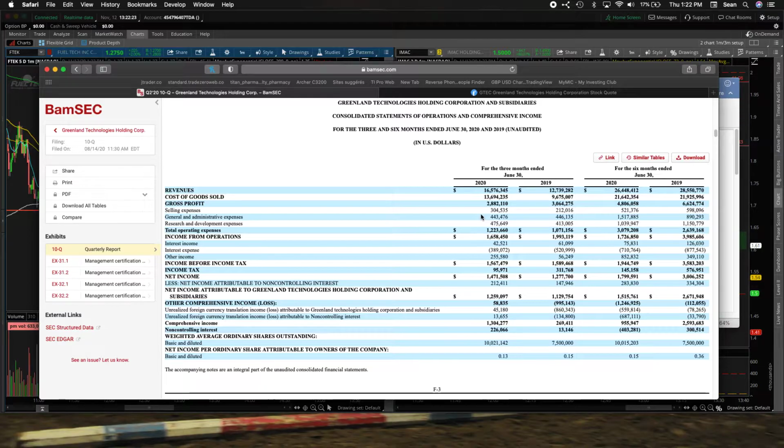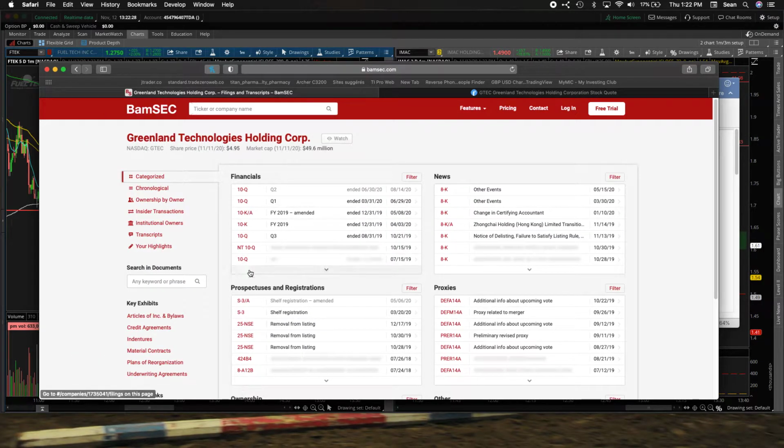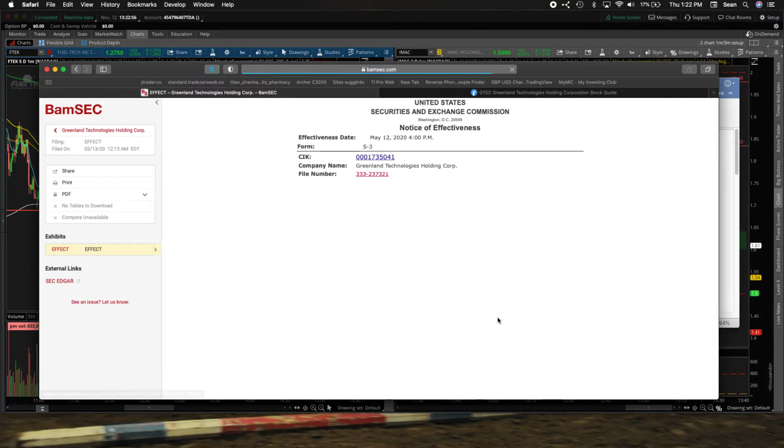Let's go see if they have any warrants or an ATM on. How I do that, we come back here. We have an S3 shelf registration amended. What does amended mean? I want to see something in effect. The S3 is just the company sending forms saying, we have shares to dilute, can we have permission to dilute them? Then they respond with a 424 with a notice of effectiveness. That's what we want to see.